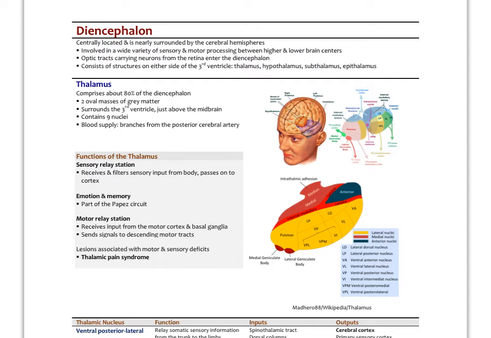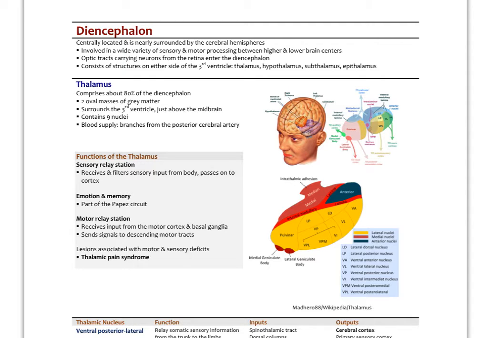So the diencephalon is located above the brainstem, so just think of it sitting on top of the midbrain, and it's surrounded by the two cerebral hemispheres. And it's involved in a variety of sensory and motor processing activity. So again, all of the descending motor, ascending sensory fibers are going through this region. We also have, in addition, optic nerves that are coming in from the retinas, and they enter the diencephalon, and the optic nerves actually cross in the diencephalon.